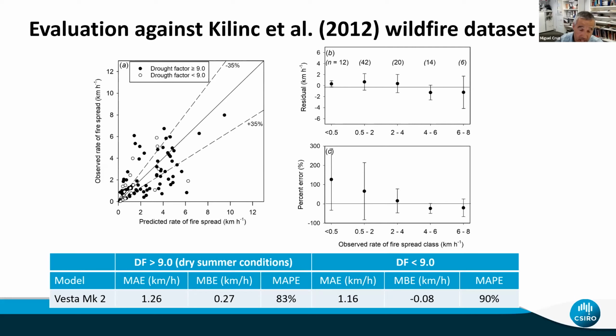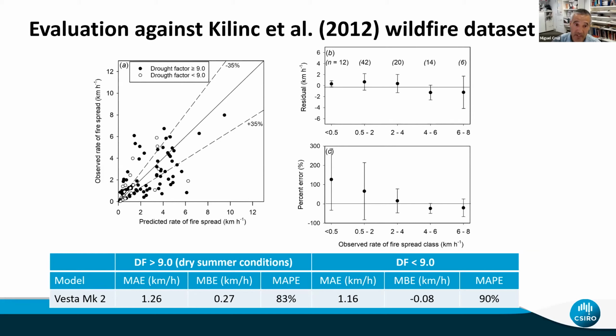Another very interesting aspect in this graph is that when you look at the plots on the right, namely the top one, you see the average residual as a function of observed rates of fire spread. In this case, we put the rates of fire spread within classes: less than 0.5, 0.5 to 2, 2 to 4, and so on, kilometers per hour. On the top graph, you see that early there's some over prediction, not too bad, and then there's some under prediction, but close to the zero line, really.